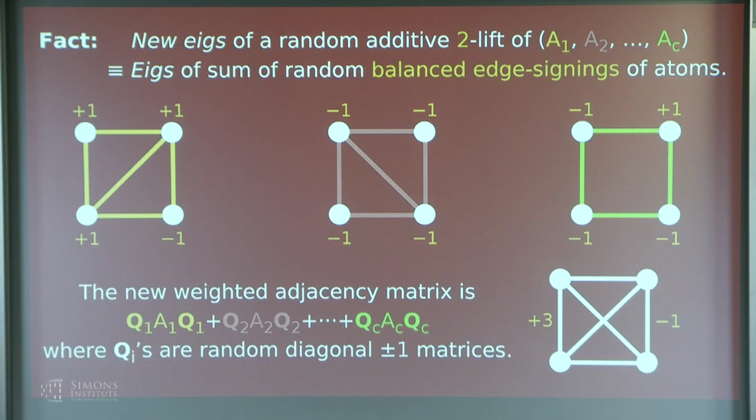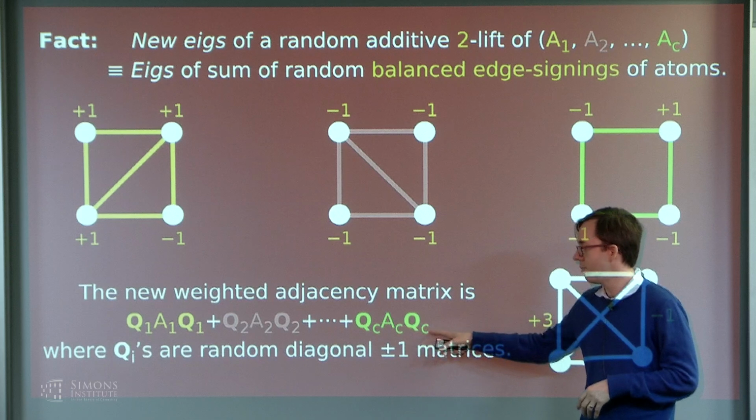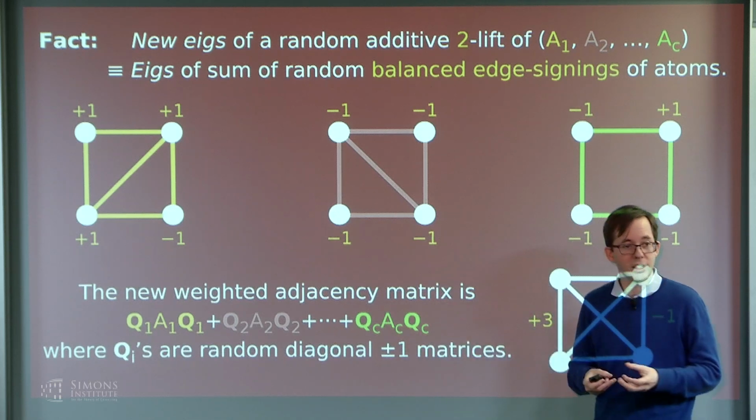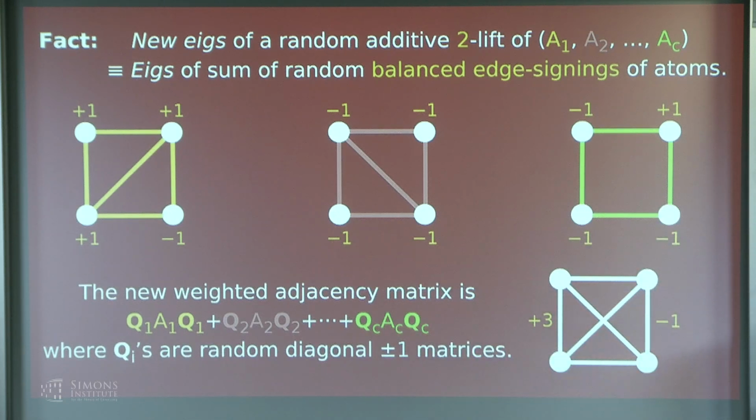Actually, if you've seen the finite free convolution stuff, it's quite similar, except instead of random unitary matrices, we're conjugating the A's by random diagonal sign matrices.